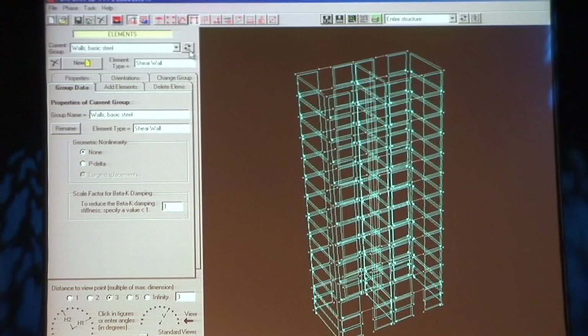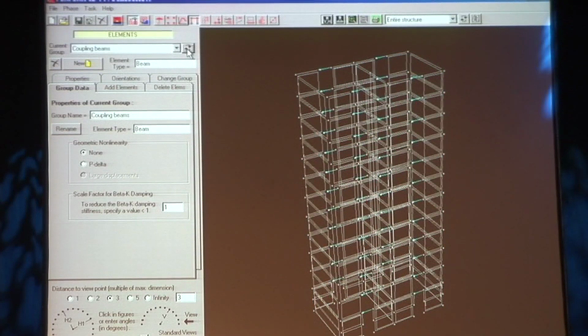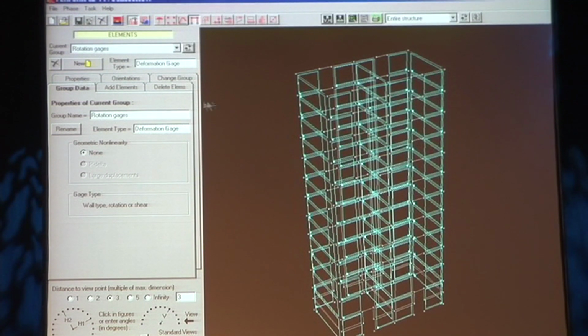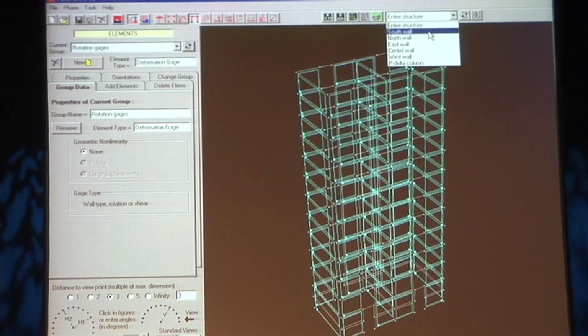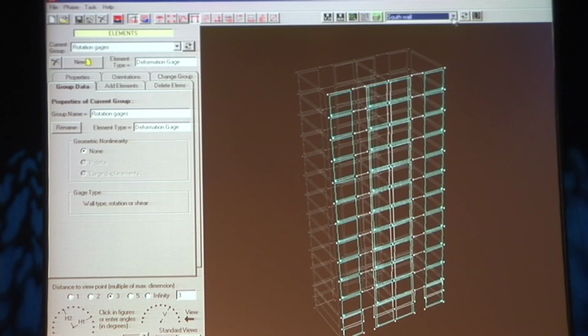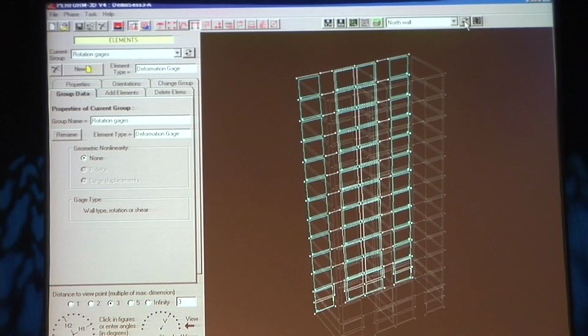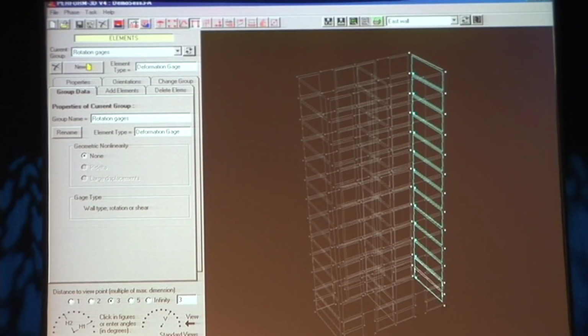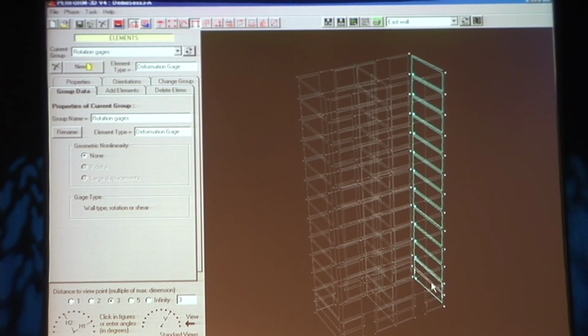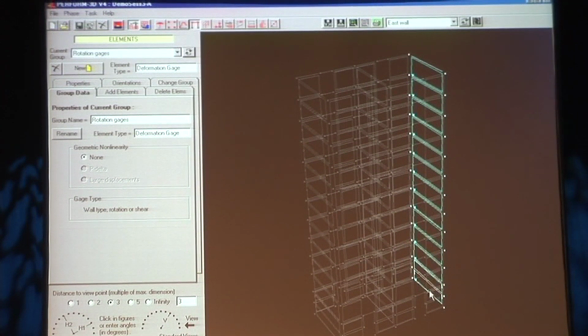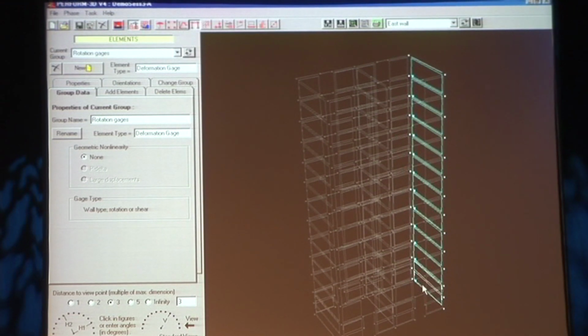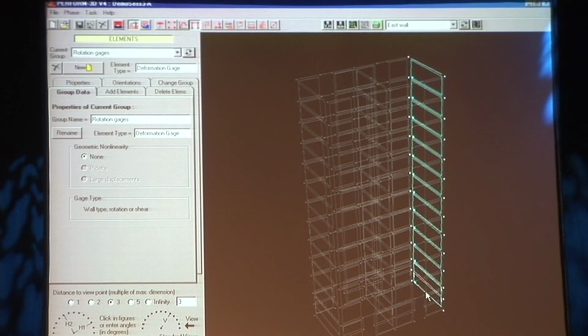I've got some rotation gauges, and there they are. Basically I've just plastered a rotation gauge over each of the stories. You may not see this very well, but at the base here, there are two actual elements, but a single rotation gauge. It's the same kind of thing I was talking about before, is the rotation is being measured over the story height, not over individual elements.